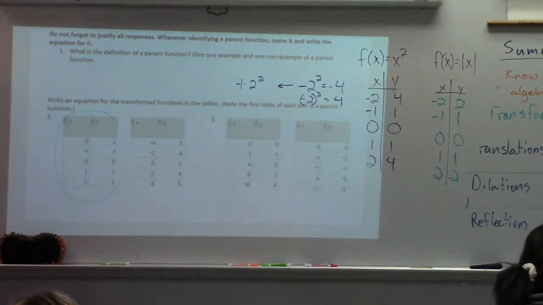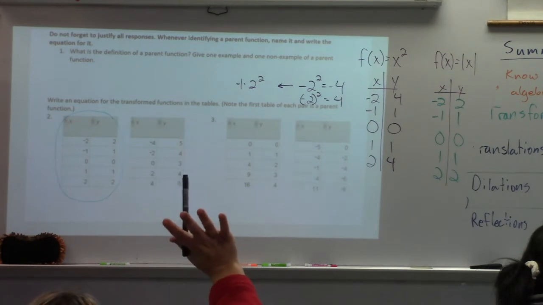Quick show of hands if you would rather work on 2 or on 3. On 2. Okay, sorry. Quick show of hands if you want to work on 2. Show of hands if you want to work on 3. Okay, the 2s have it. Sorry, guys.